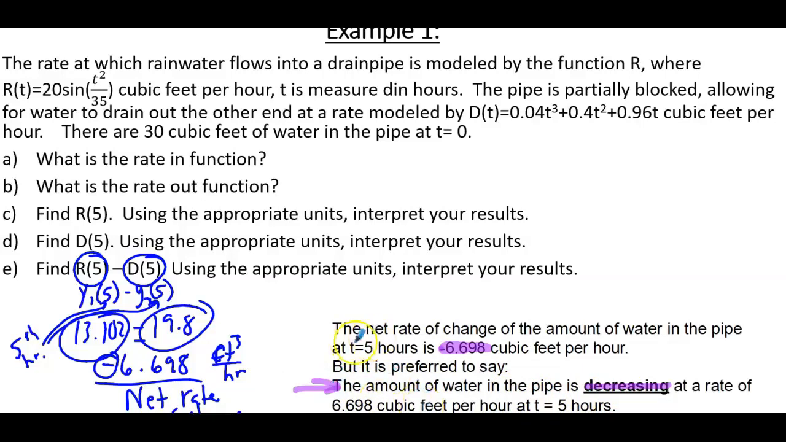Now, would they give you credit for this up here? I think they might. But I've heard explicitly that they do prefer it this way, so this is the best way to do it. If it's a negative rate, the best thing you can do is state whether it's increasing or decreasing at that point. If it's negative, it's decreasing. If it's positive, it's increasing. Okay, all right, let's continue on with the next one.